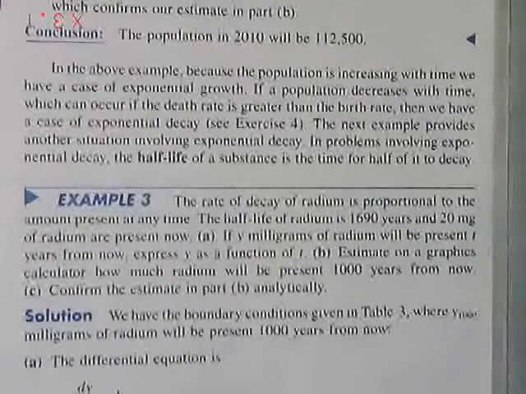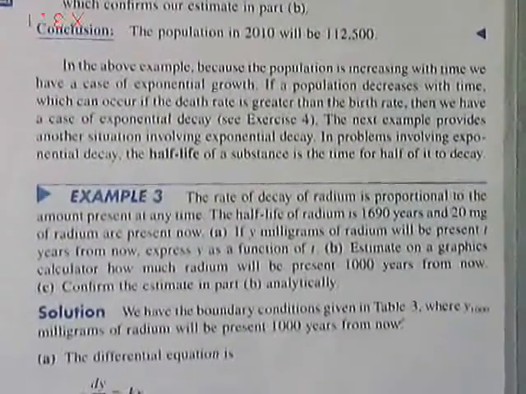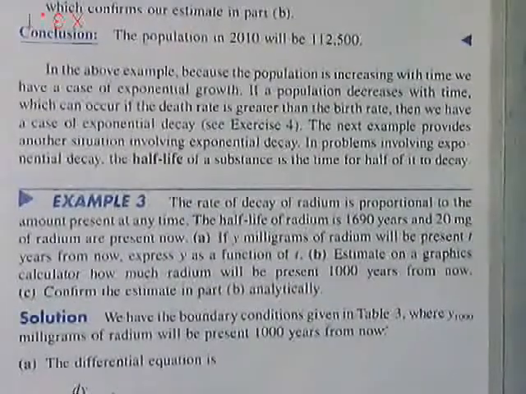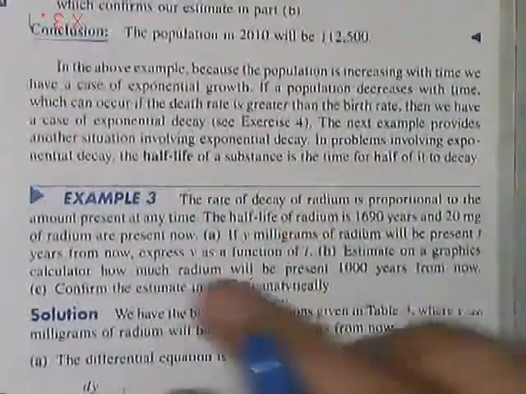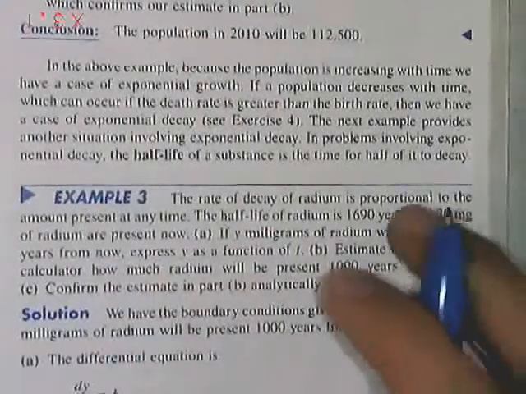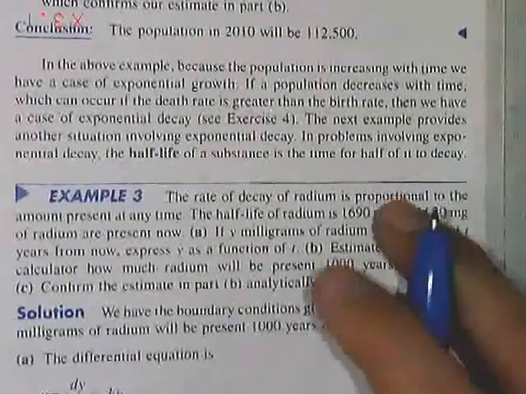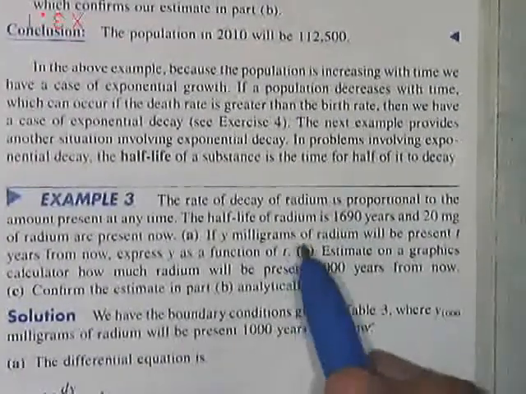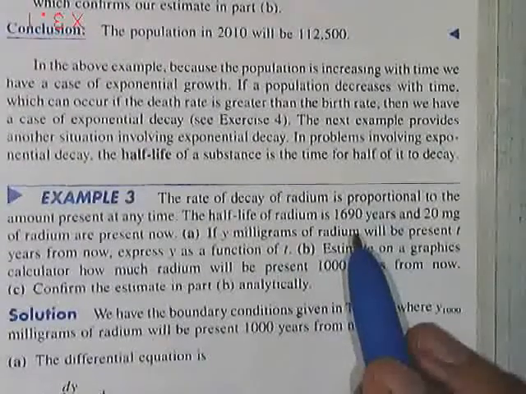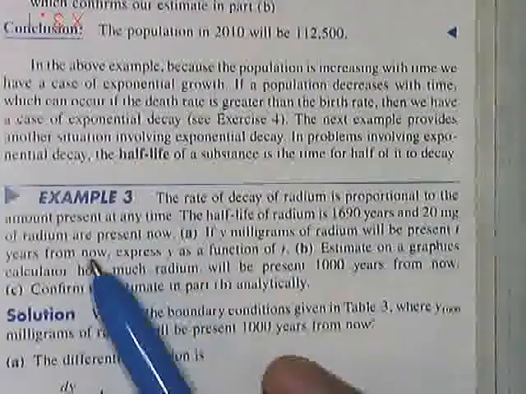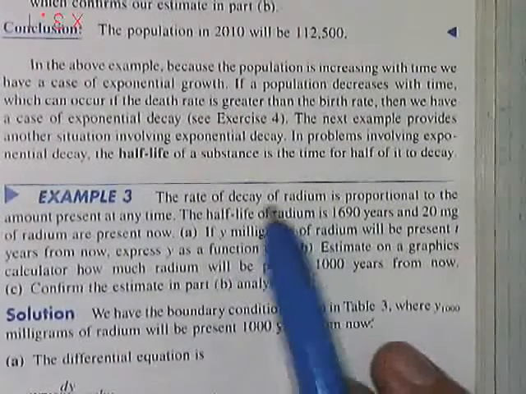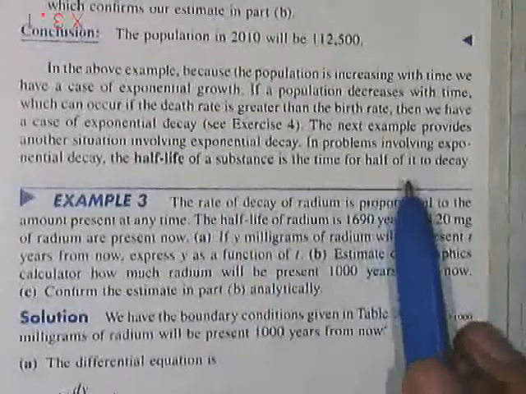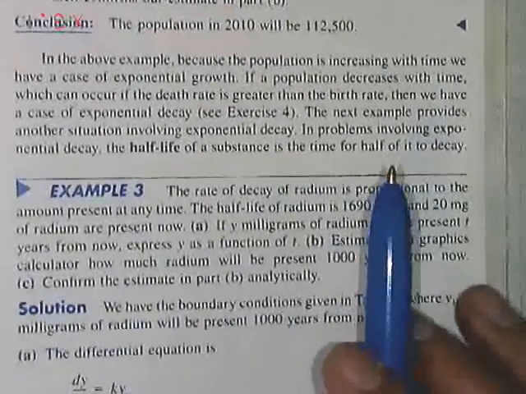The rate of decay of radium, oh, rate of decay, that's different, not a growth, of radium is proportional to the amount present at any time, but it still has that magic property that the way it's decaying is proportional to the amount present at any time, so that's good. The half-life of radium is 1,690 years, and 20 milligrams of radium are present now. Half-life. Oh, look at that. They define it. Half-life of a substance is the time for half of it to decay. I think we can handle that.